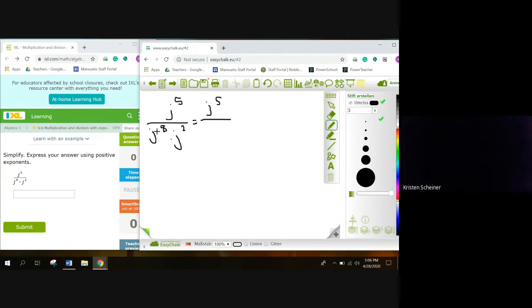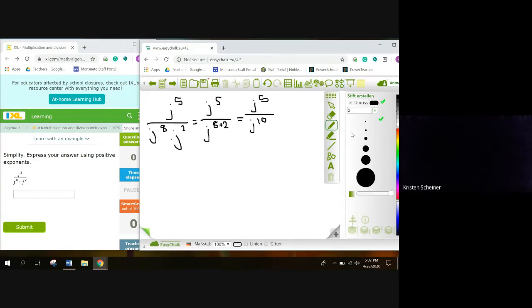We have j to the 8th times j to the 2nd. Because we are multiplying those like bases, it means we can add our exponents. So in our denominator, we have j to the 8th plus 2. When solving this, we still have j to the 5th up here. And we now have j to the 8 plus 2, which is j to the 10th power.